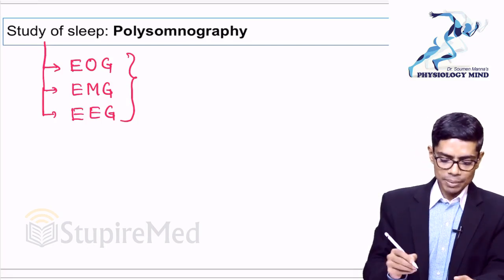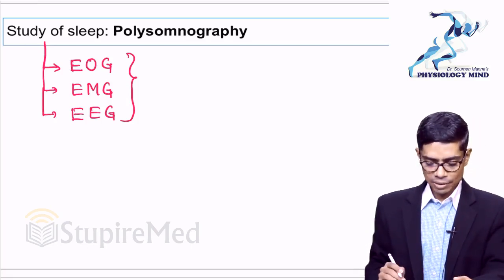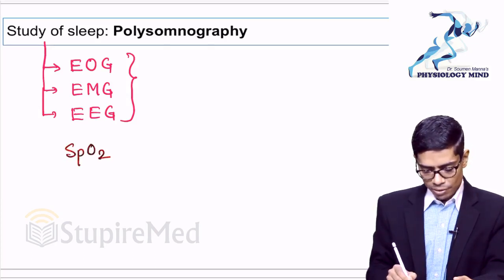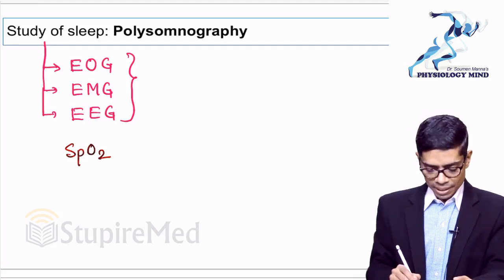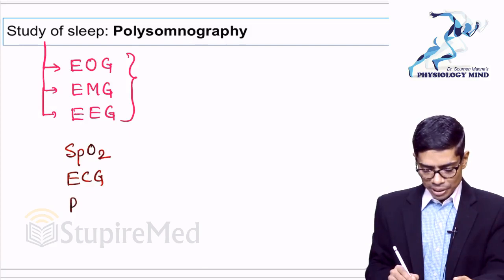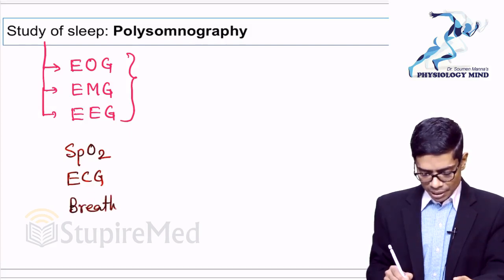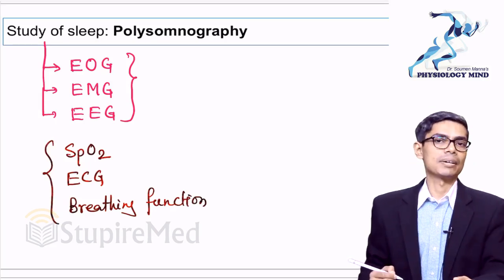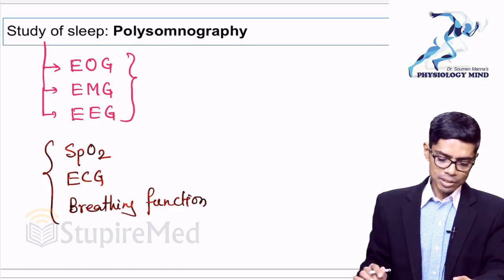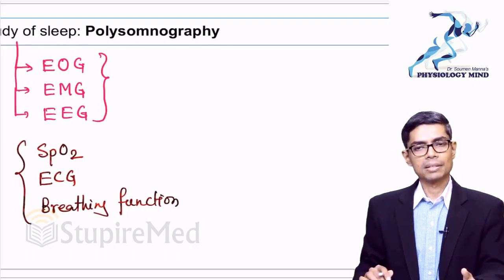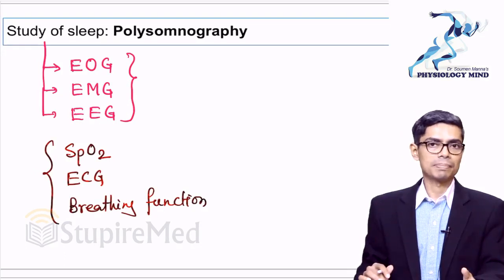But apart from that, the other recordings that are also done are SpO2, that is, oxygen saturation is also measured. ECG is also taken, and breathing function is also assessed during this polysomnographic recording. With the help of this recording, you can classify whether the sleep is REM sleep or non-REM sleep.